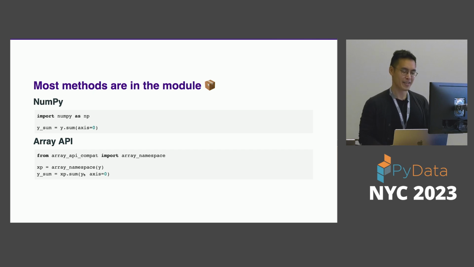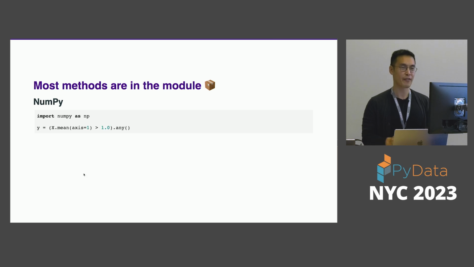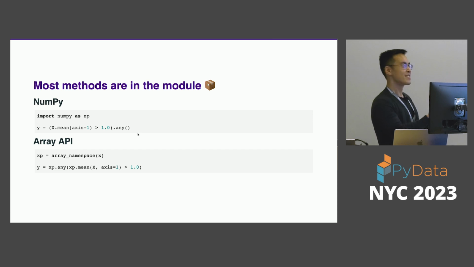Where it gets a little annoying is when you chain them. This is what it looks like, and it looks kind of nice. You're just taking the mean, then doing a Boolean operation, and then calling any. If you want to migrate this to Array API, you have to nest them. It's not too bad, but if you keep expanding this, it gets a little gnarly. It doesn't look as nice, but it works in the Array API. This is what you have to do.